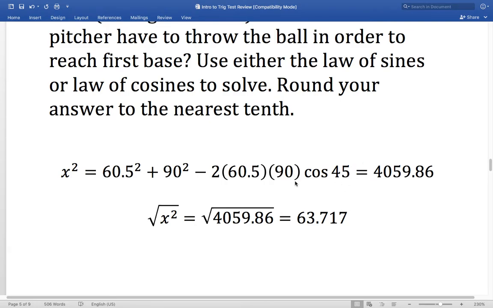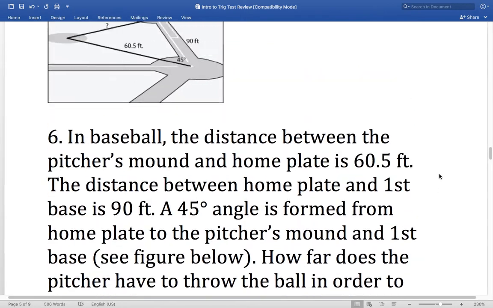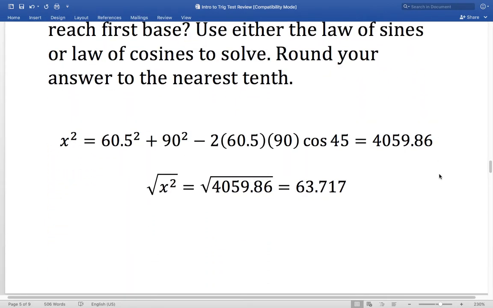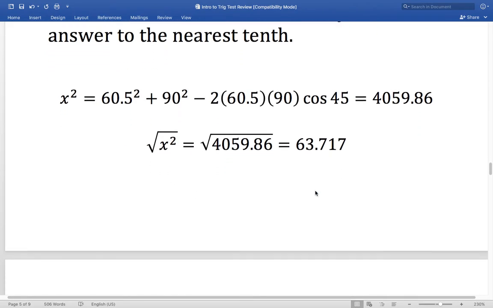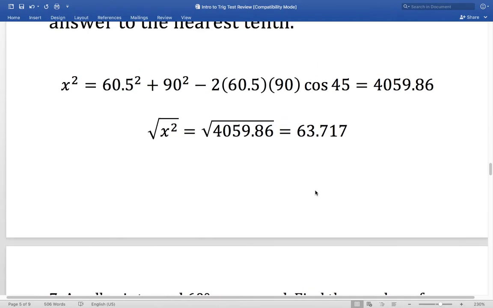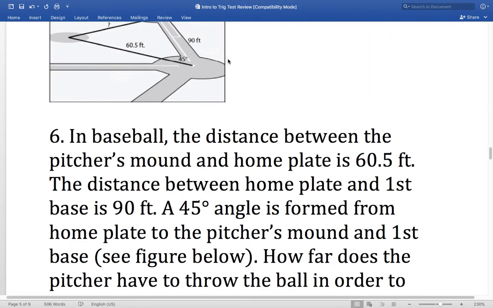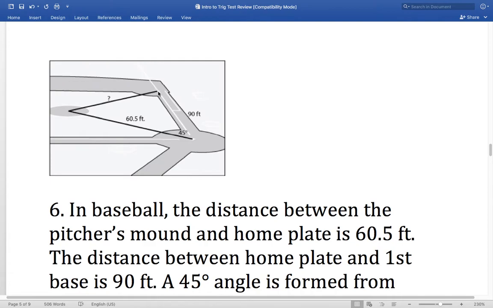Everything on the right side we multiply, combine, just plug it all into the calculator. We get 4,059.86 feet. Okay. Now to find out what X is, we're going to square root that, and we get 63.7 feet. So that's how far it is from the pitcher's mound to first base.